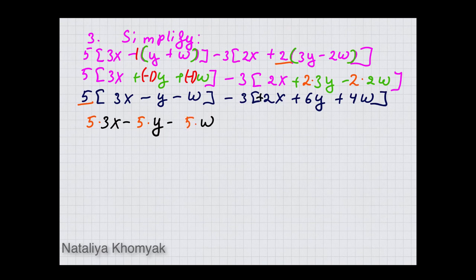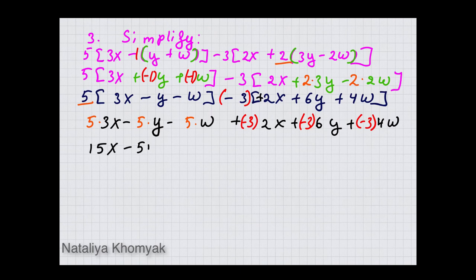Second parenthesis has plus 2x plus 6y plus 4w, and we need to distribute negative 3. It's negative, so we're going to put it in parentheses. Negative 3. Now we have some simplifying to do. So 5 times 3, 15x minus 5y minus 5w.